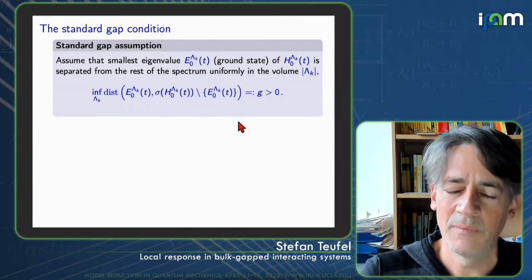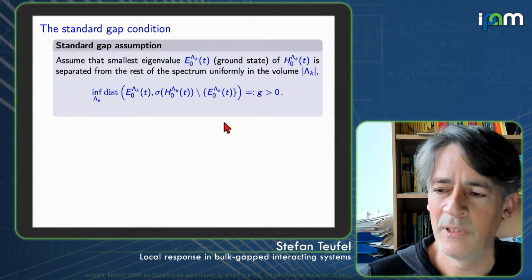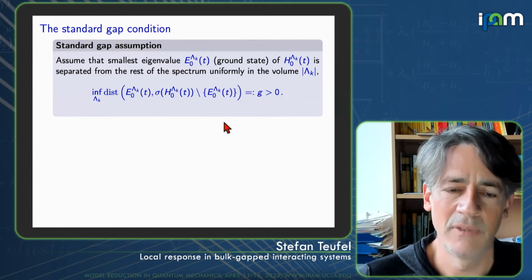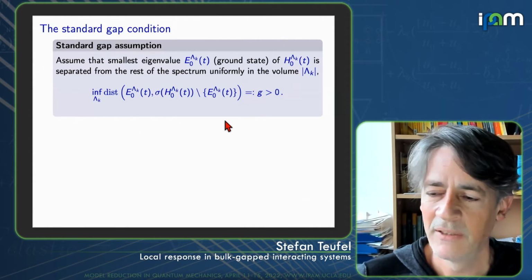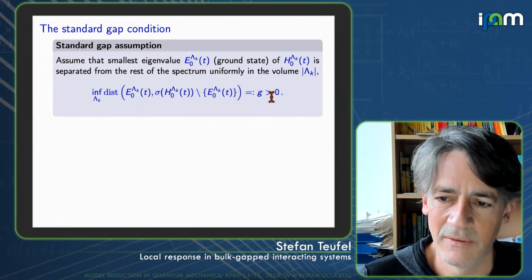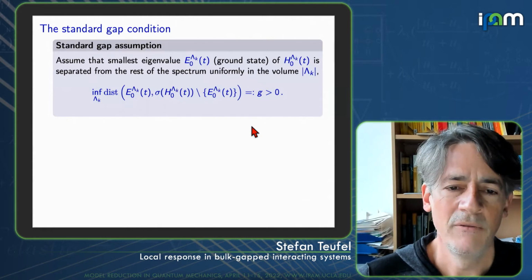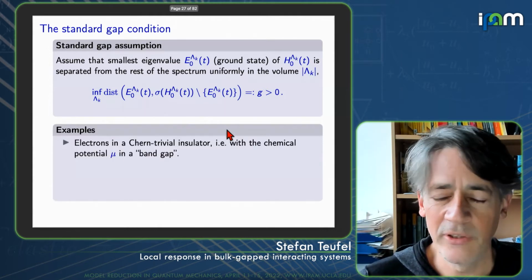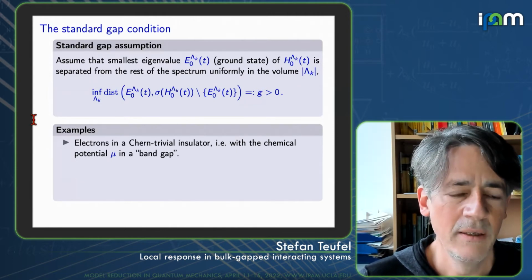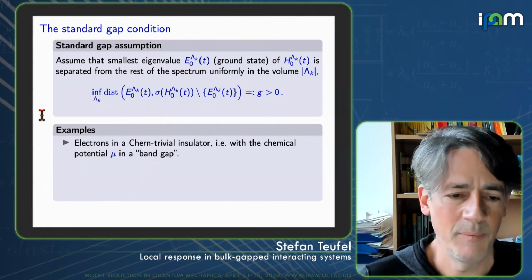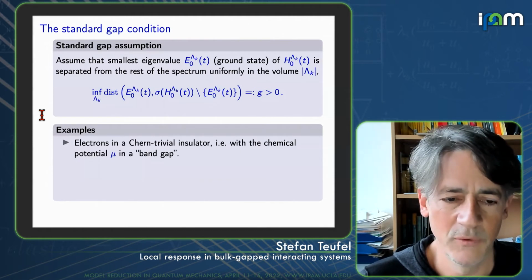So the typical level spacing in these systems will be exponentially small in lambda k. So it will be 2 to the minus lambda k. So you have typically exponentially small level spacing. And so the assumption that there's a gap of order 1 for all system sizes is a very strong assumption. And actually, it's not easy to check, but there are systems where one can expect such a gap and also can prove such a gap.